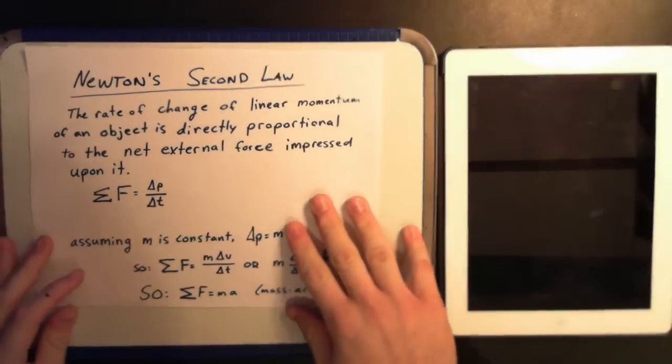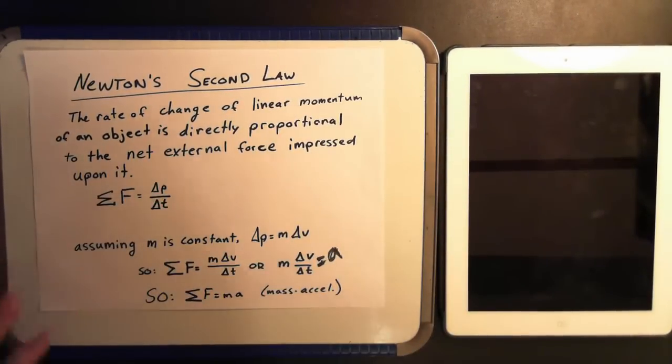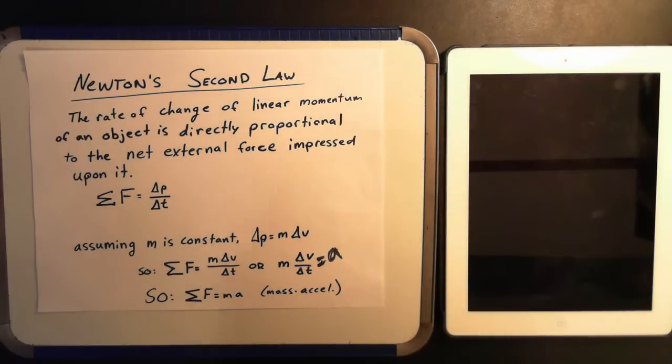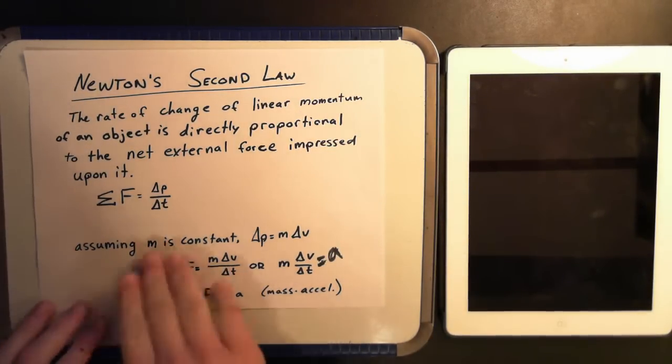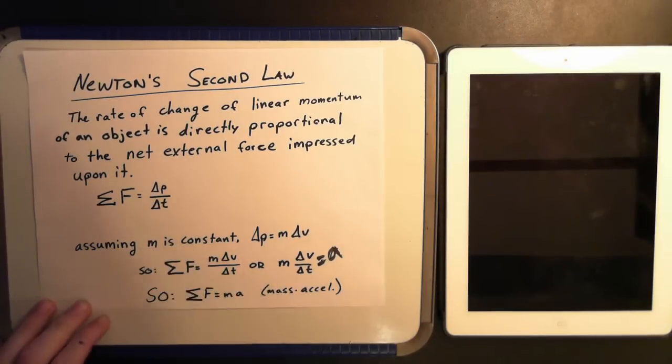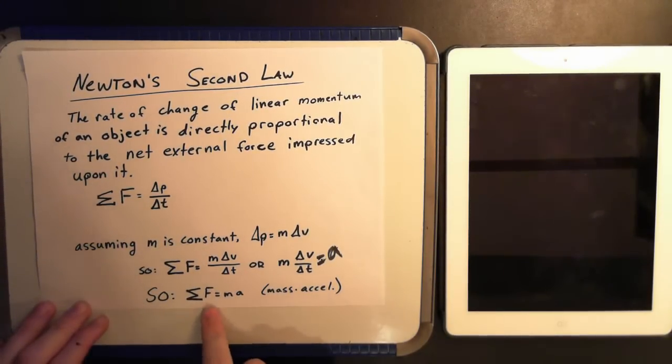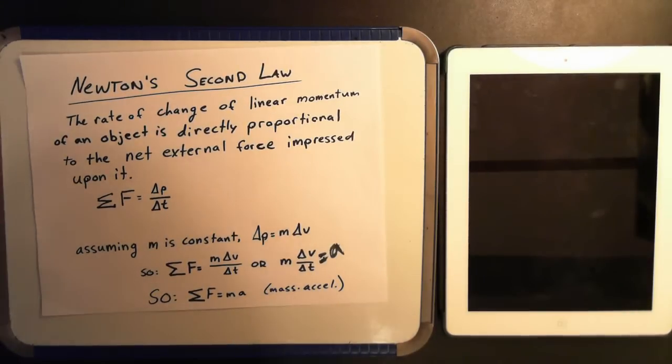Newton's second law. Newton's second law was: the rate of change of linear momentum of an object is directly proportional to the net external force impressed upon it. And assuming mass is constant, that's what we did yesterday. Assuming mass is constant, we came out with the equation, the sum of the forces equals mass times acceleration.